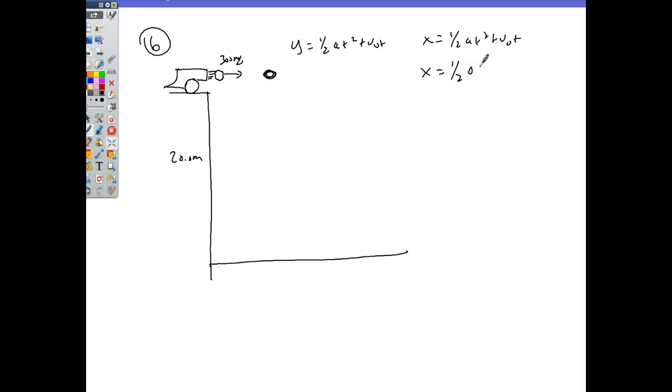How much time is it flying through the air? 2.02. We technically don't know yet, but we'll find out in a moment. What's my initial velocity in the x direction? 300 meters per second. How much time? We don't know. So we've got x equals 300 times time. How much time does it take to hit the ground? Same as if I just dropped it.